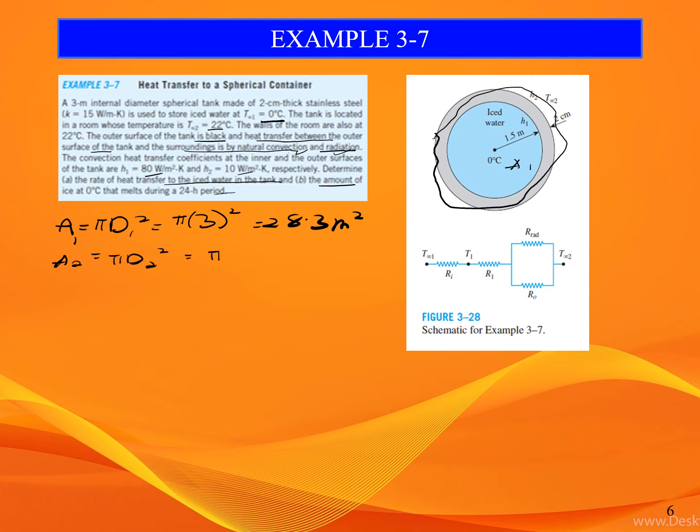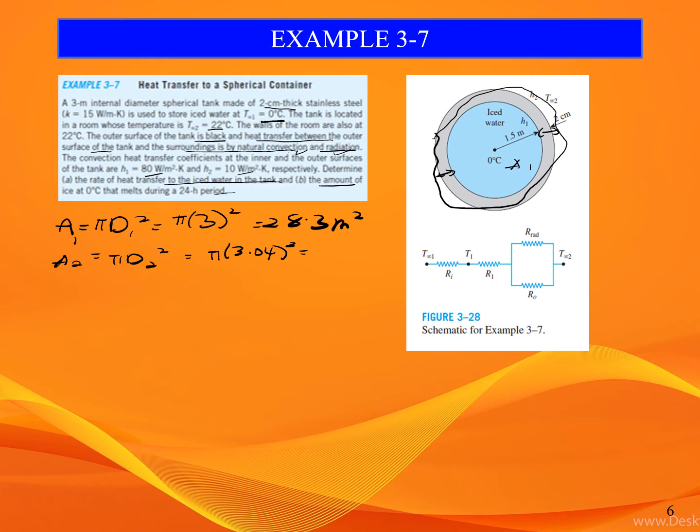Area 2 is pi d square over 2. The thickness of the stainless steel is 2 cm, here 2 cm, here also 2 cm. So the diameter is 3 meters plus 2 cm plus 2 cm. So it will become 3.04 meter.